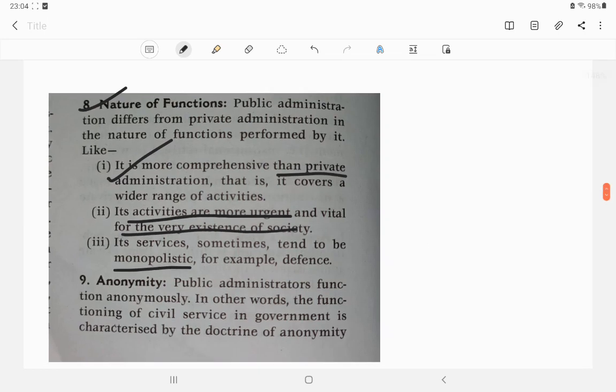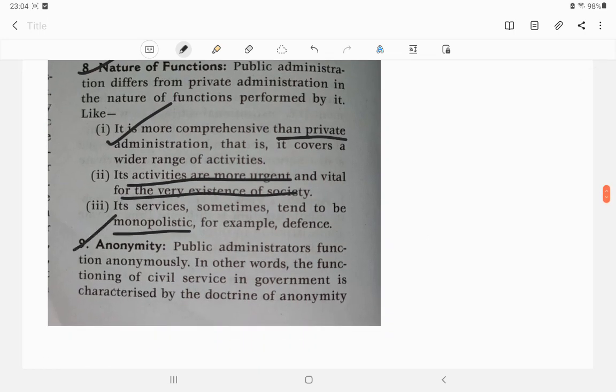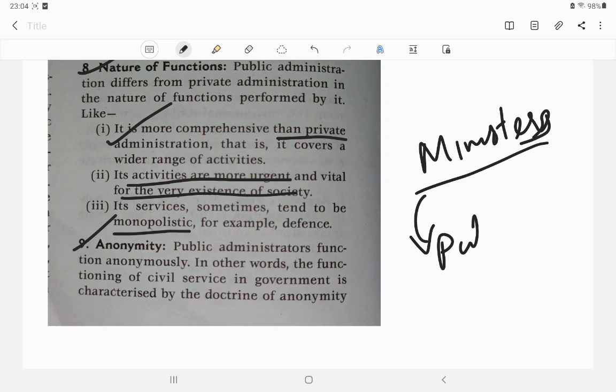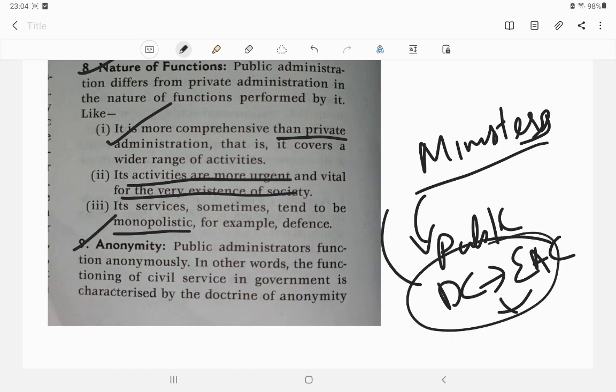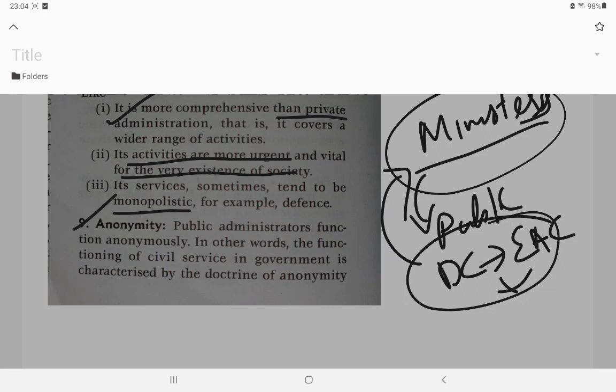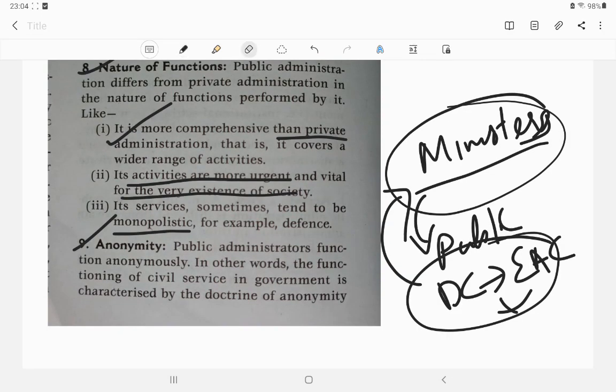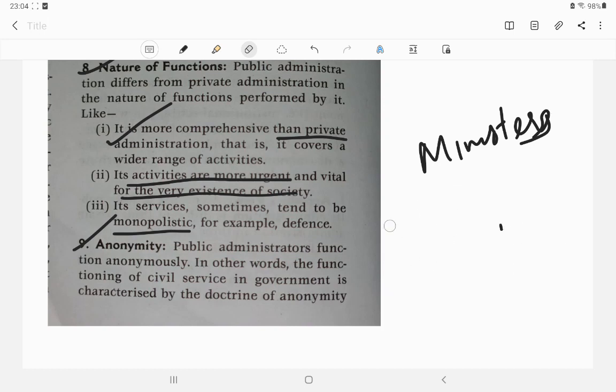Next, anonymity. Public administration works under the ministers. A policy is made, and the ministers are praised for it, but the main work is done by public administrators, such as the deputy commissioner and the EAC, and everyone below works under them, but the main praise is won by the ministers. So anonymity means the administrators do the work but the minister gets the name. So the principle of anonymity is practiced.